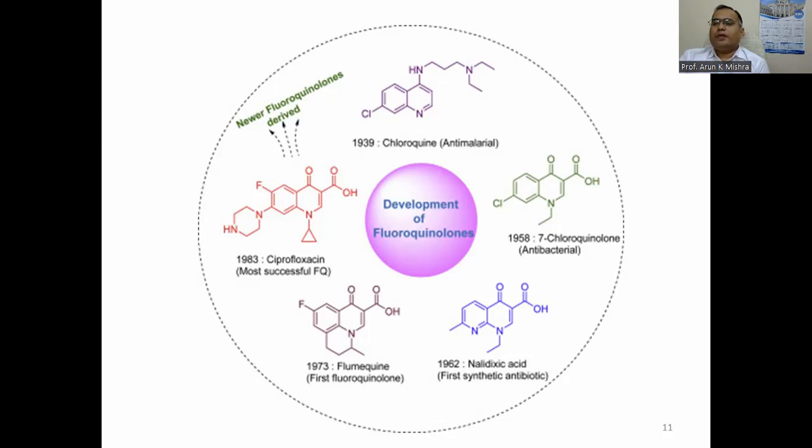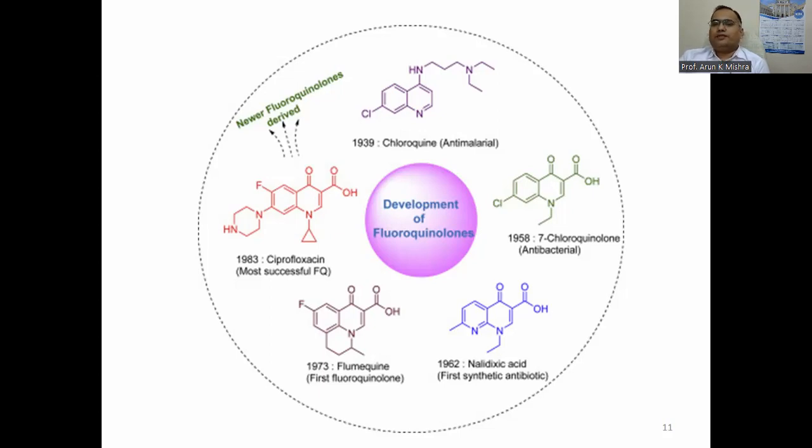Later, in 1962, nalidixic acid was one of the first synthetic antibiotics and was used to treat various pathogens. Further modifications to the structure of nalidixic acid were made, and in 1973, flumequine was observed as the first fluoroquinolone, and later, in 1983, ciprofloxacin was identified, which is one of the most successful fluoroquinolones.